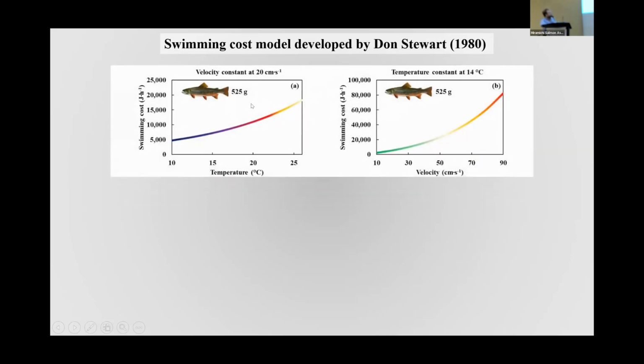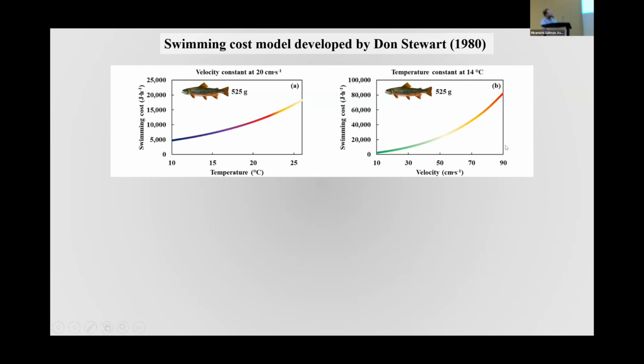So by illustration, then, let's say we are talking about a brook trout that's a pound, a bit over a pound, say 525 grams, and we keep it at a constant velocity, 20 centimeters per second. And we increase the temperature, you can see that this is the relative increase in swimming cost in joules per hour for that fish. So you keep the velocity the same, but you increase the temperature, it's going to cost that fish more to lie in that area.